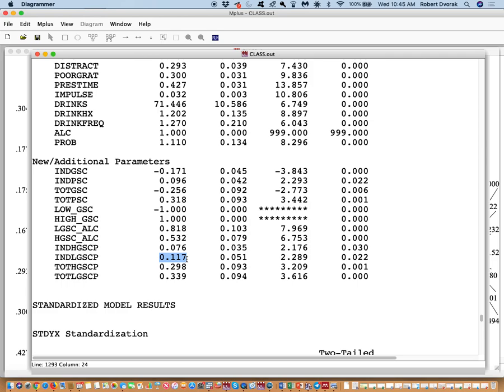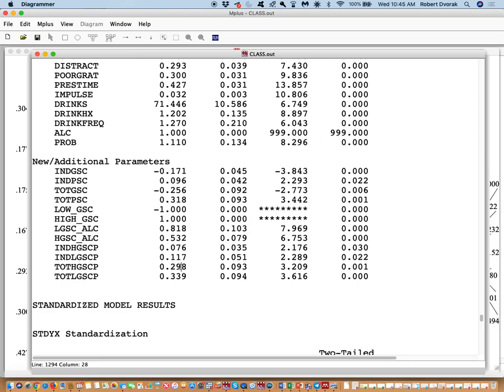All right. There are stars for low and high. That's because we just fixed those values at 1 and -1, right? There is no standard error. There's nothing to it, it's just fixed. And we only did that so that we could then use those in our equations later on.